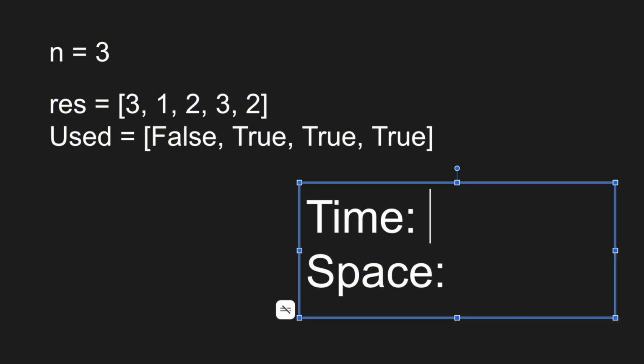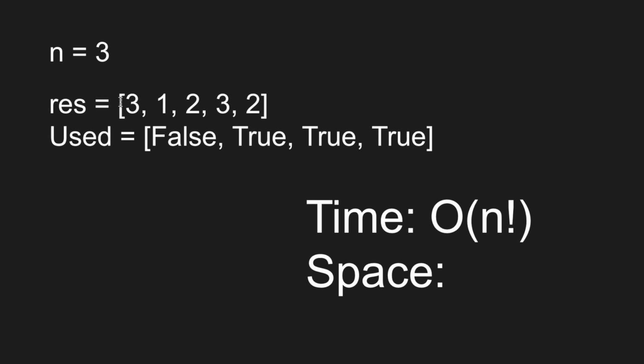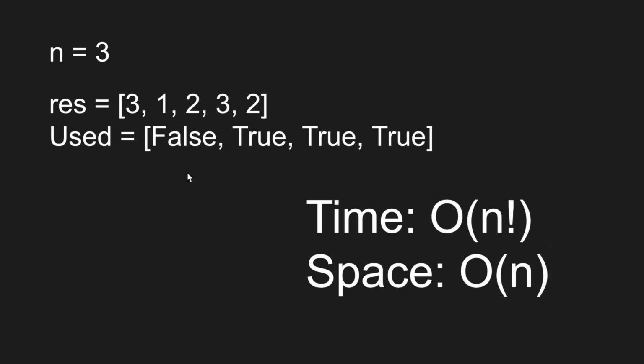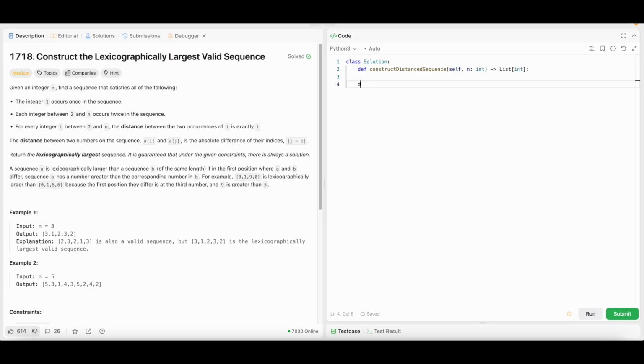So the time complexity of this problem would be O of n factorial, because we will have to loop through the entire resulting sequence, but at each next iteration there will be one less number that we have to try, so that's why it's n factorial. And the space complexity would be O of n, because the length of the used array will all depend on n space. So now let's get to the coding part.